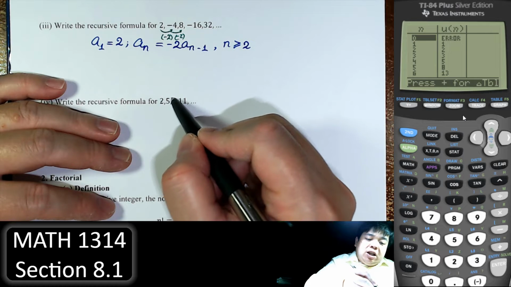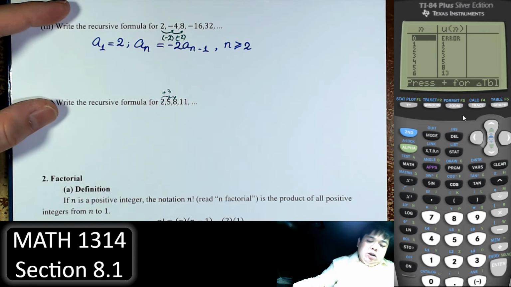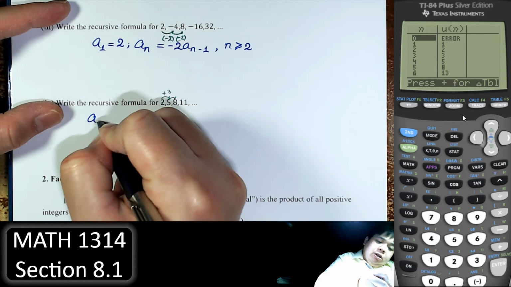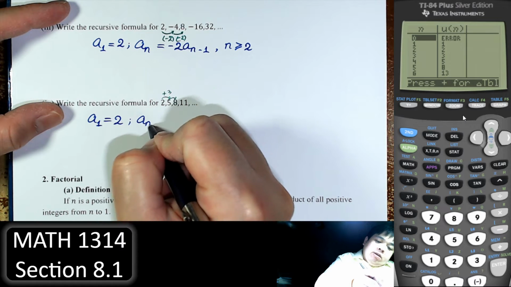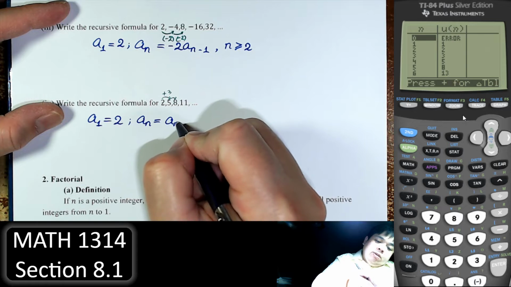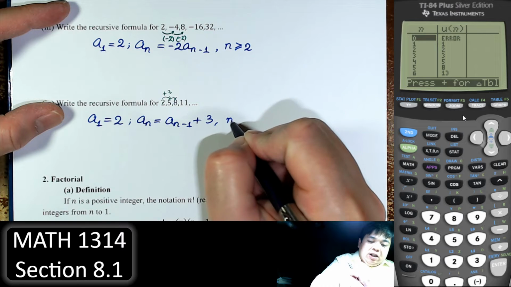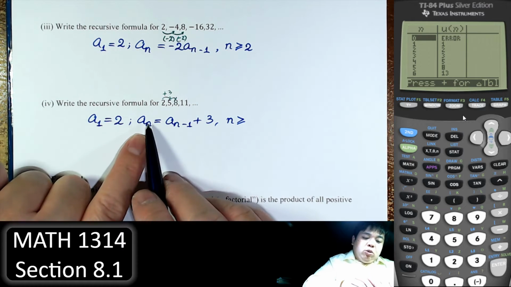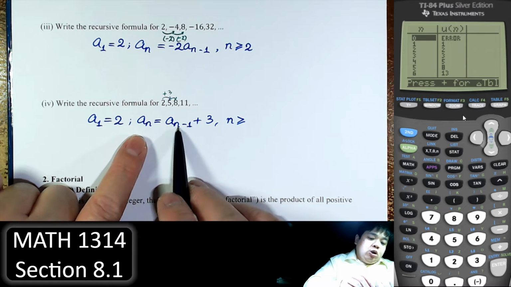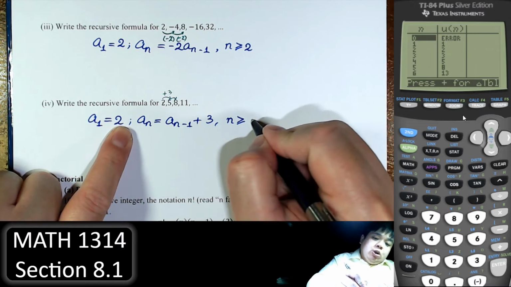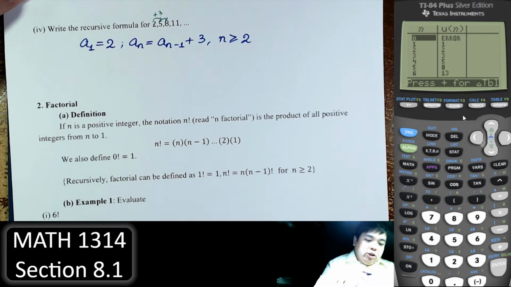Well, that's easy. This is plus 3. So just plus 3 every time. So we start with the first term is 2. And this term is equal to the previous term plus 3, and then we can say n is greater than or equal to, if we put 1 in here, it will have a of 0, which we don't have. But if we put 2, 2 minus 1 is 1, which we do know, so it's good, n equal to 2. Right, so that is the recursion formula.